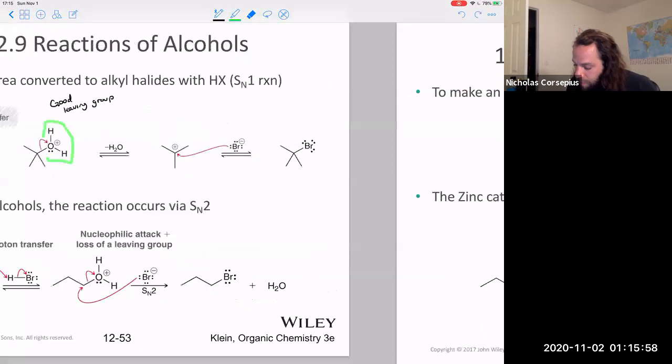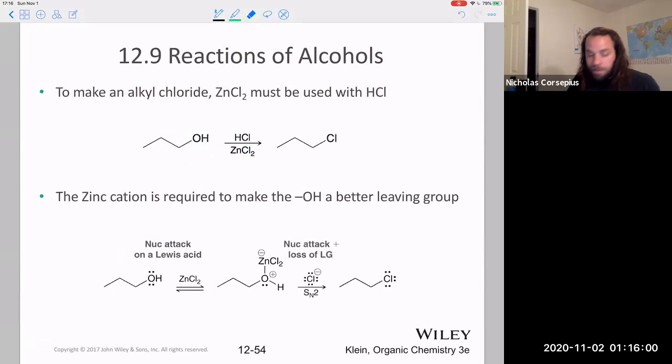You can do the same thing with HCl, but it turns out to be incredibly slow. One way around that is to use zinc chloride as an additional catalyst. What zinc chloride does is very similar to the role of protonating that alcohol group: it makes the alcohol group a better leaving group. In this case, the zinc chloride actually forms a bond with the alcohol group. Now this is a good leaving group, so that chloride ion can attack and kick it off.